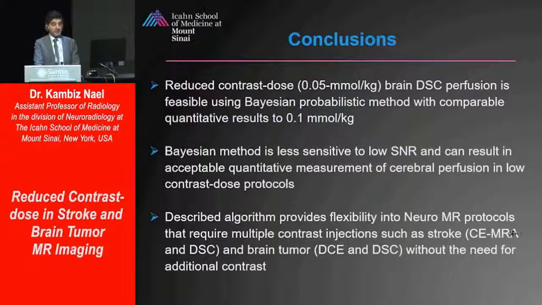So if you're performing stroke imaging with contrast-enhanced MRA and DSC, which requires 2 injections, or brain tumor imaging with DCE and DSC, which again requires 2 injections, this described algorithm using the Bayesian technique can help you provide flexibility into your protocols without the need for additional contrast.